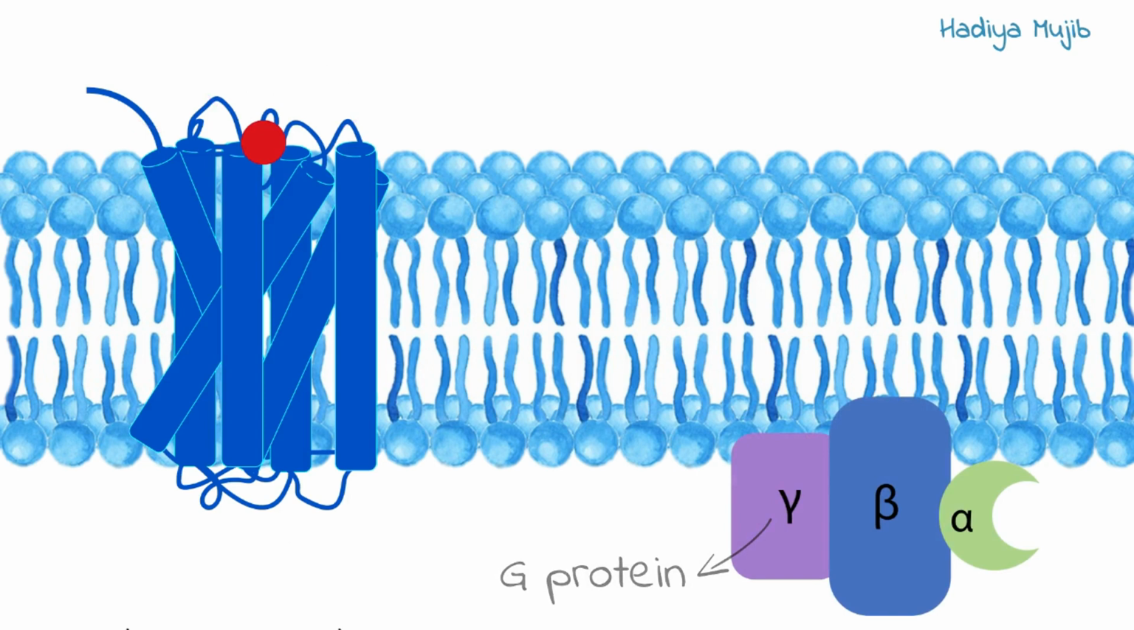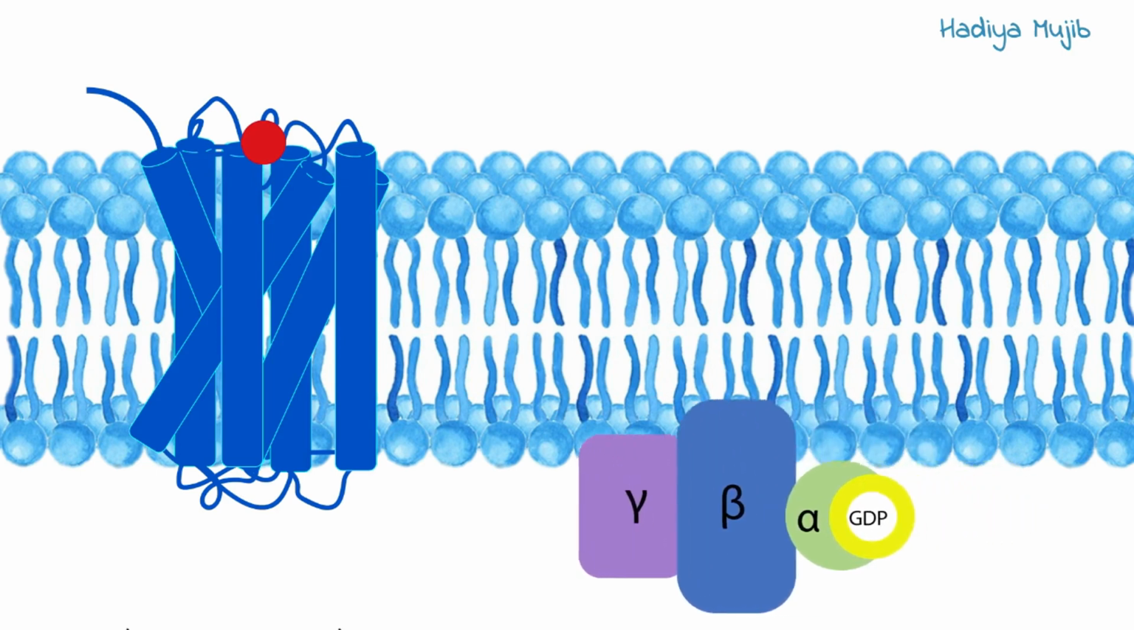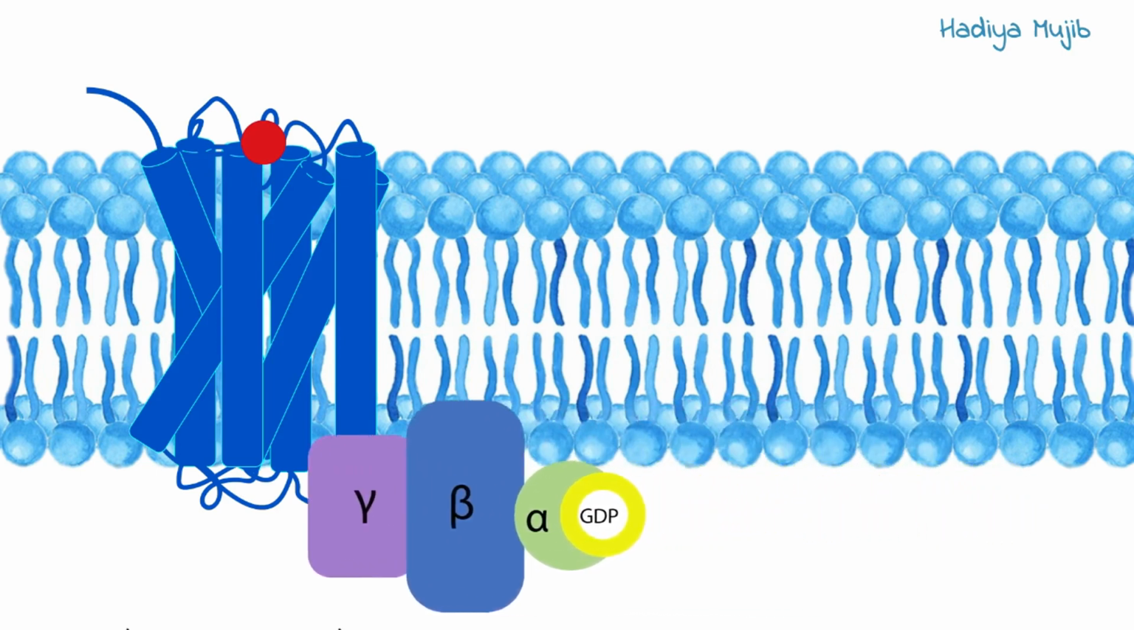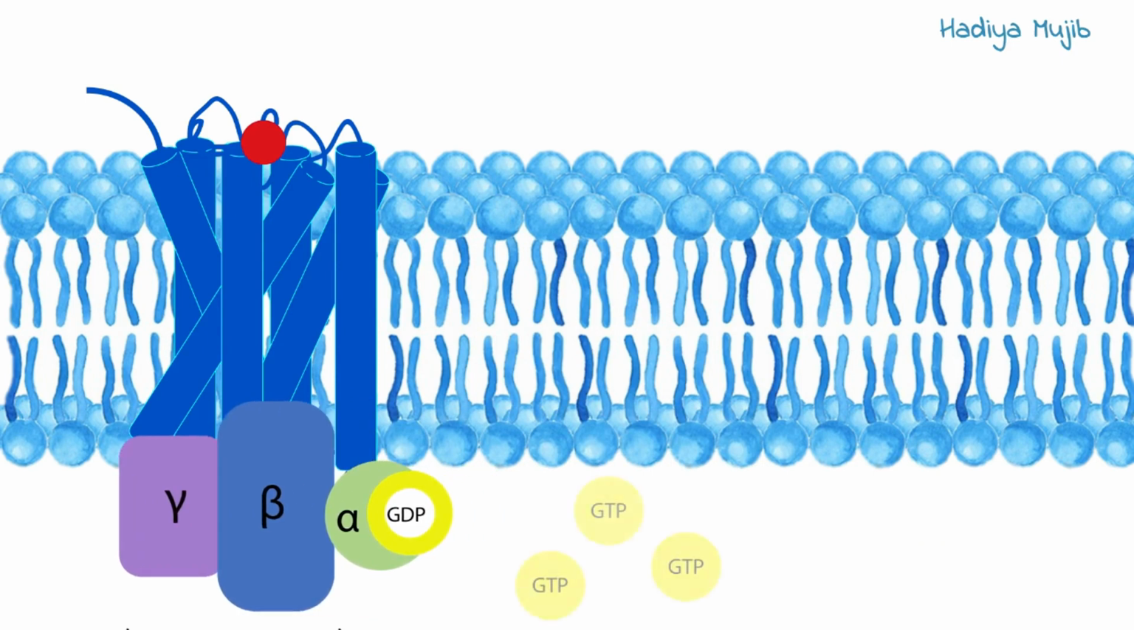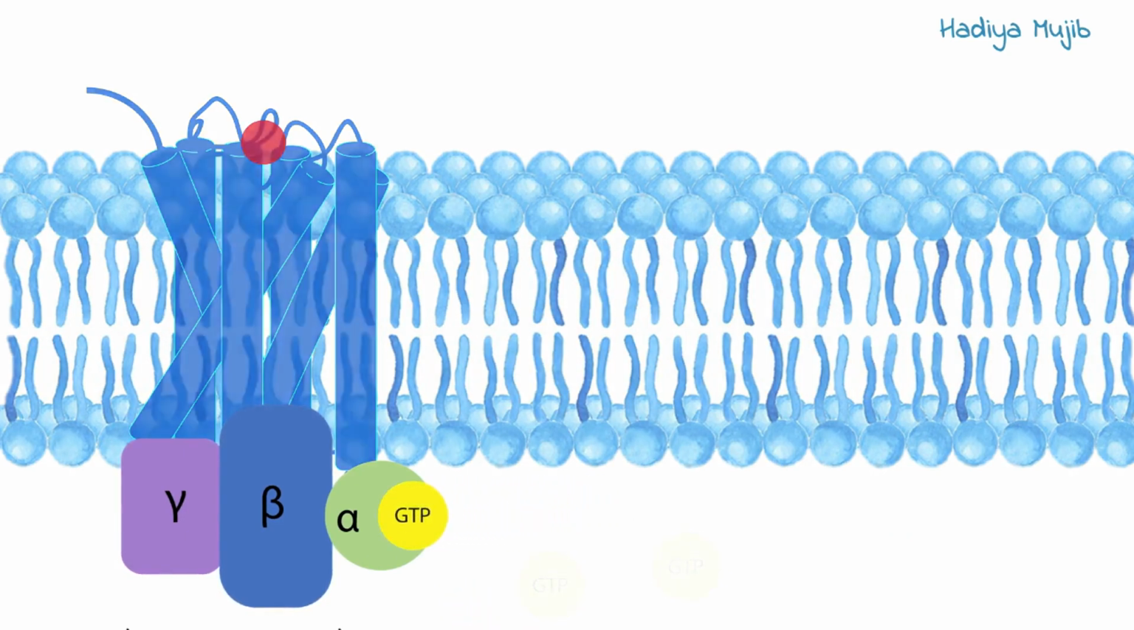G protein comprises 3 protein subunits called alpha, beta, and gamma. In the absence of the signal, the G protein is inactive and the alpha subunit is bound to GDP. G protein binds to the activated receptor. This binding then induces a conformational change in the alpha subunit, causing the GDP to be displaced, allowing the cytoplasmic GTP to bind in its place.